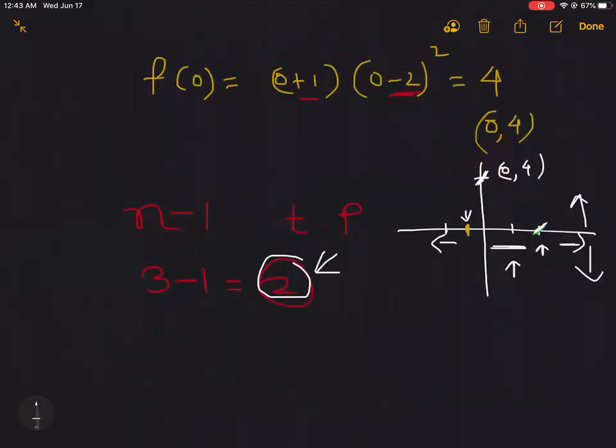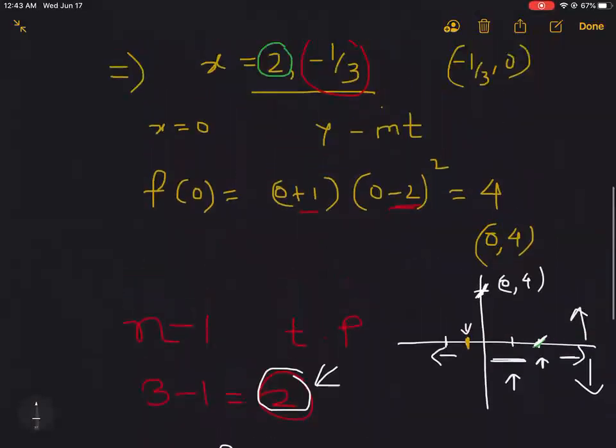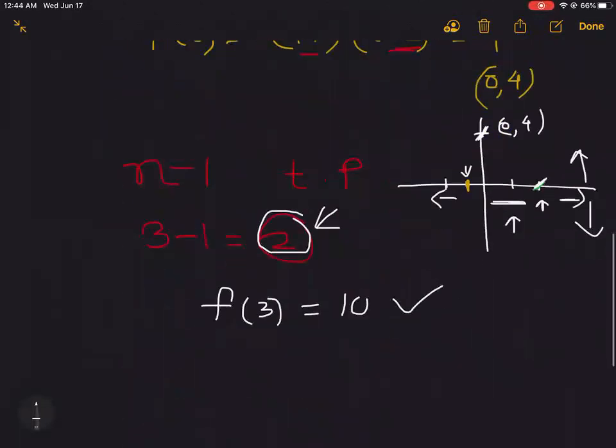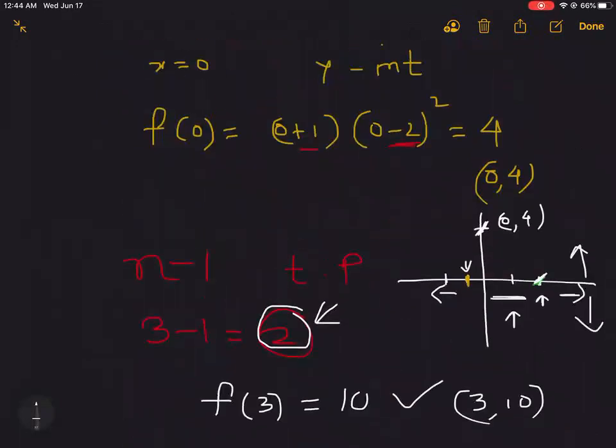Now, let's take a value more than 2. If I take, let's say, a 3, for the functional value at 3, I'll get a 10. You just need to plug in 3 in place of these x's. So 3 times 3 is 9, plus 1 is 10, and 3 minus 2 is 1, so 10 times 1 is 10. So one point could be 3, 10. On the graph, as this is my 2, this will be my 3, this is my 4, so 10 will be somewhere here. So that will be my 3, 10.